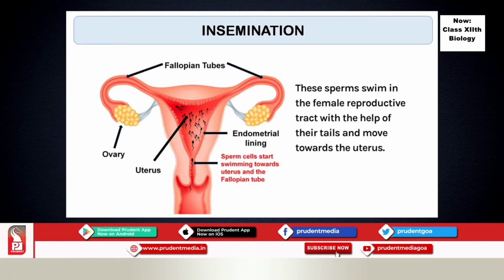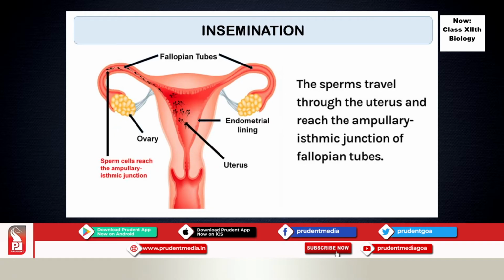Okay. Next, what happens? The sperms will swim inside the reproductive tract with the help of their tails and move towards the uterus. So, it has now reached the uterus. From there, the sperm will travel and reach the ampullary isthmic junction of the fallopian tube. Okay? So, this is where the fertilization has to take place.